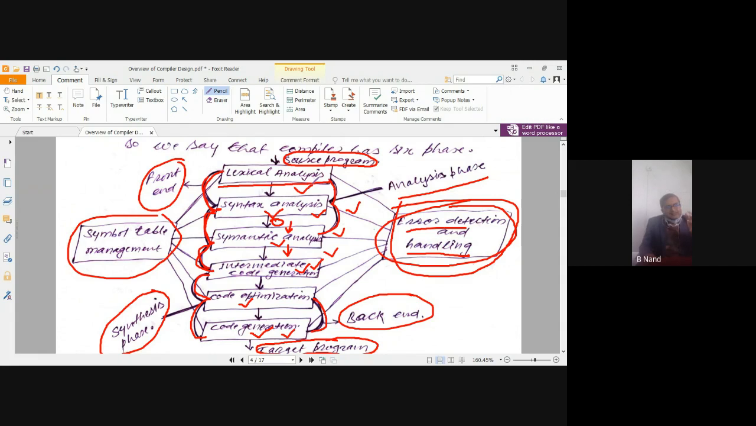In the next class we will study each and every phase separately, with a brief description of these different phases of the compiler. And then in the class after that we will start lexical analysis and discuss it in detail.